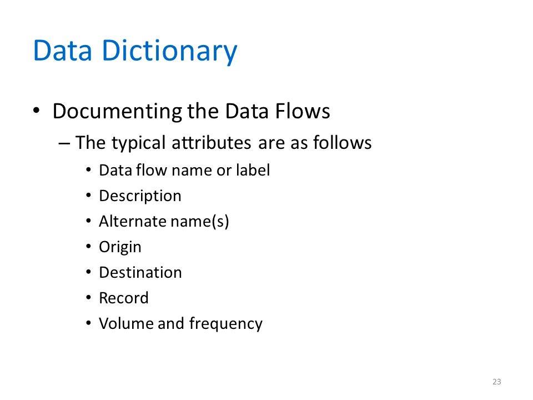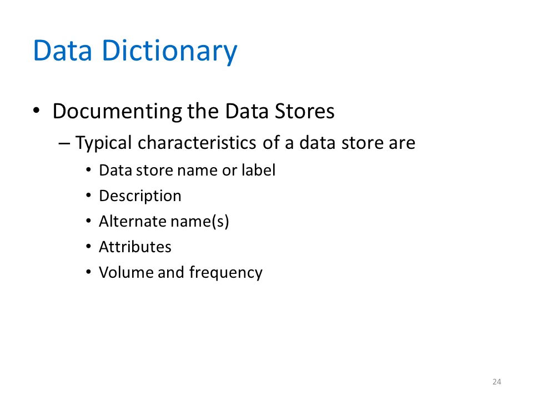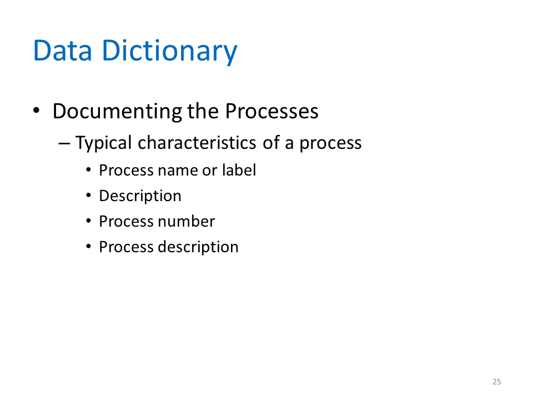And finally, we have volume and frequency. This describes the expected number of occurrences for the data flow per unit of time. In the data dictionary, you must also document the data stores. Some of the typical characteristics used for describing a data store are shown on this slide.